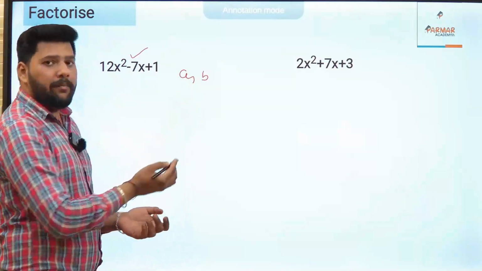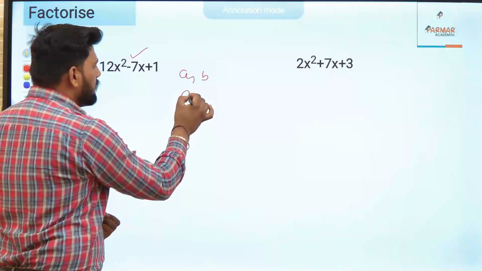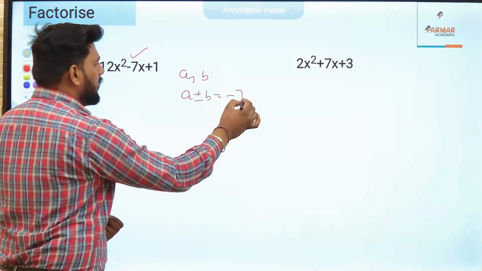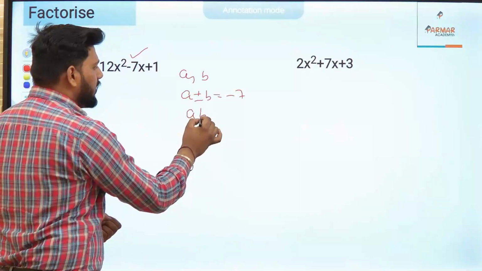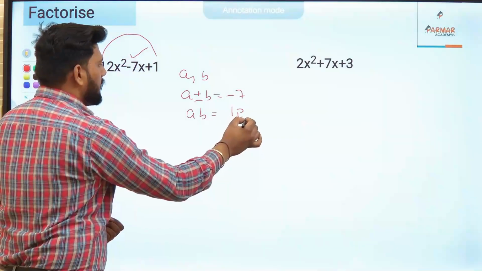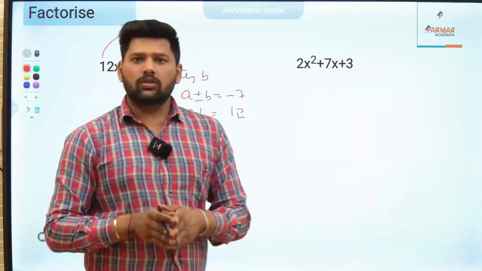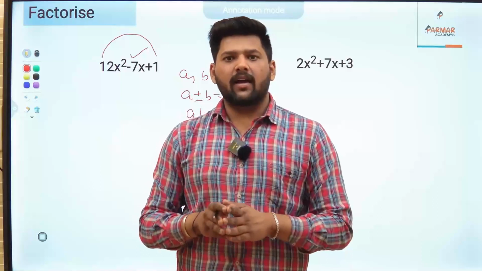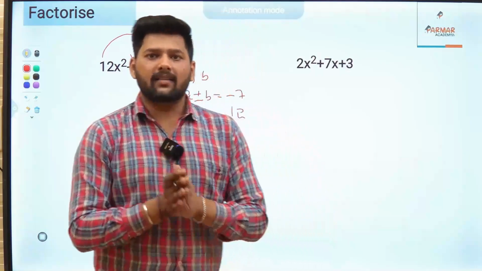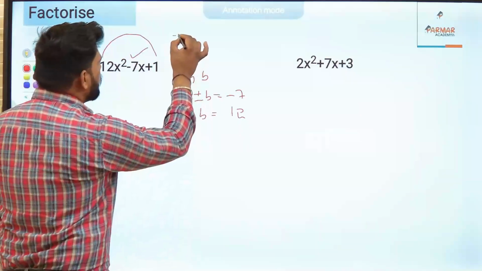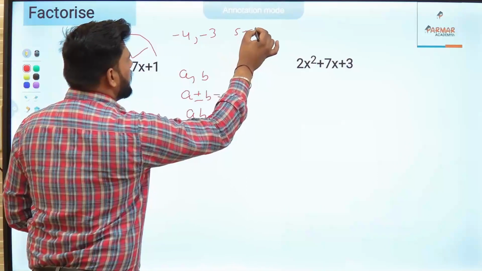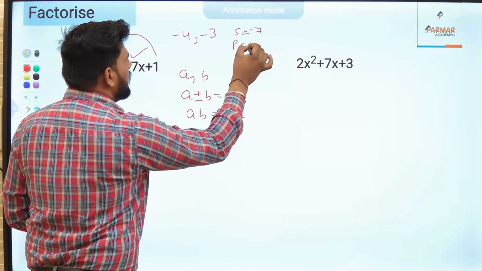We have to select a and b in such a way that the sum or difference of these two terms is equal to the middle term, and their product is equal to the product of the first and third term, that means 12. Now select two values whose sum is minus 7 and the product is 12. Clearly the values are minus 4 and minus 3, because their sum is minus 7 and their product is 12 as we required.